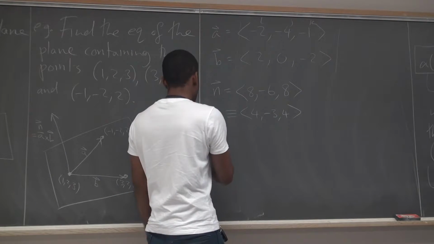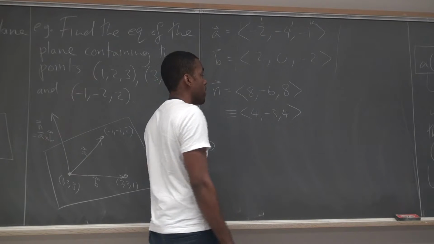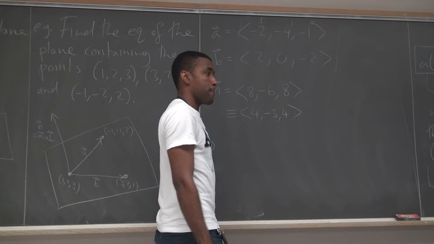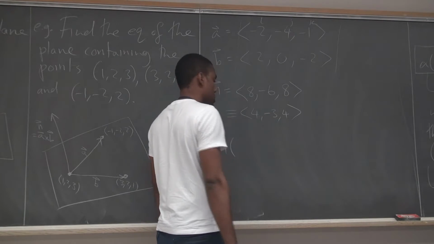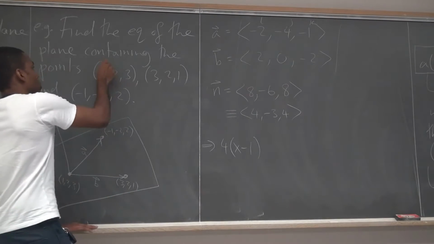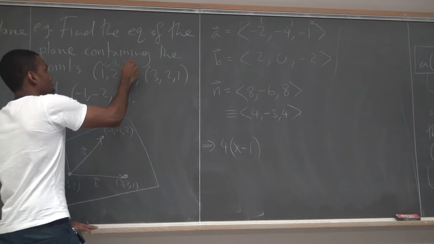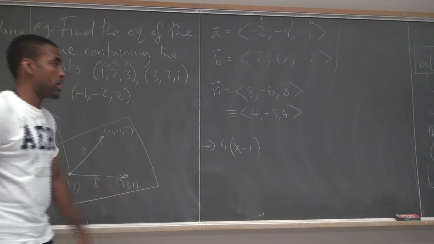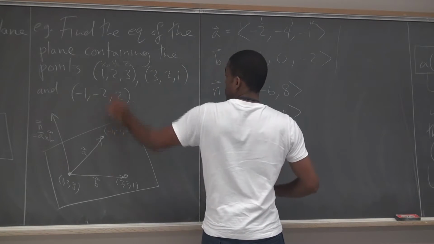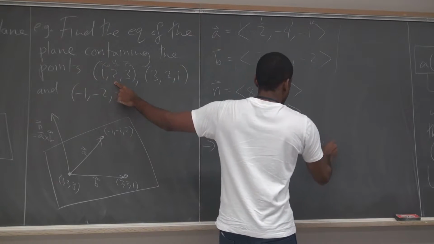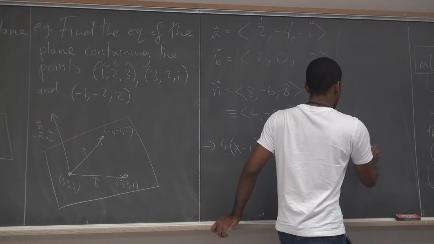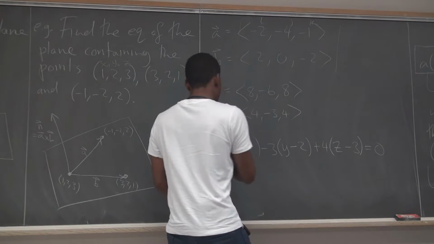So I can use that. So this means, what's the equation of my plane? 4 times (x minus x0). Pick a random point. Let's say I pick the first one, x0, y0, z0. It doesn't matter which one I pick actually. When you simplify, they'll all be the same. Minus 3 times (y minus 2), plus 4 times (z minus 3) equals 0. That will be the equation of the plane.